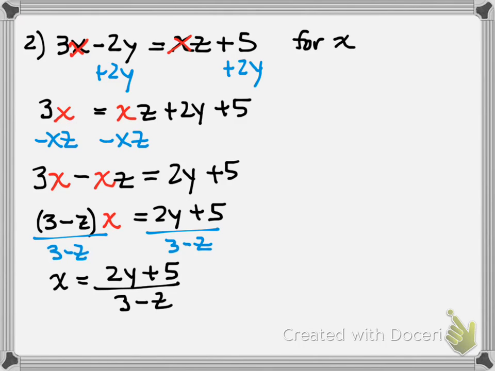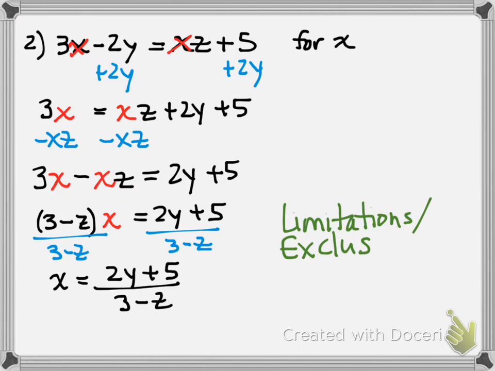Now, one thing we do need to talk about with this particular problem is, do we have any limitations as to what our answer could look like? So with limitations, or you'll hear the word exclusions. We sometimes need to exclude things. You're going to look at the denominator. And what's the one thing we said a denominator can never equal?